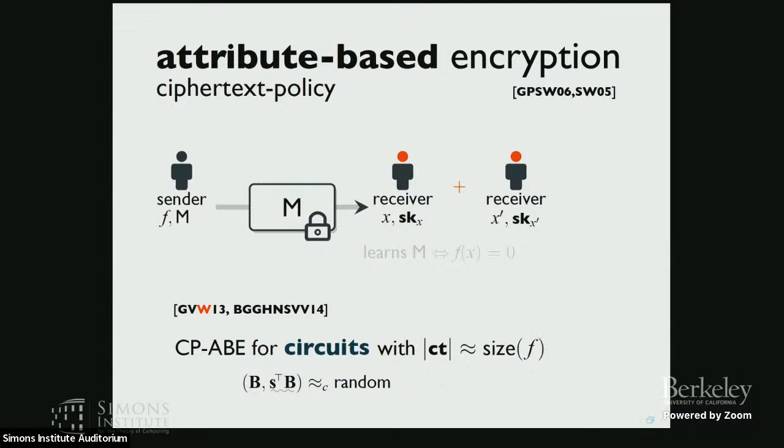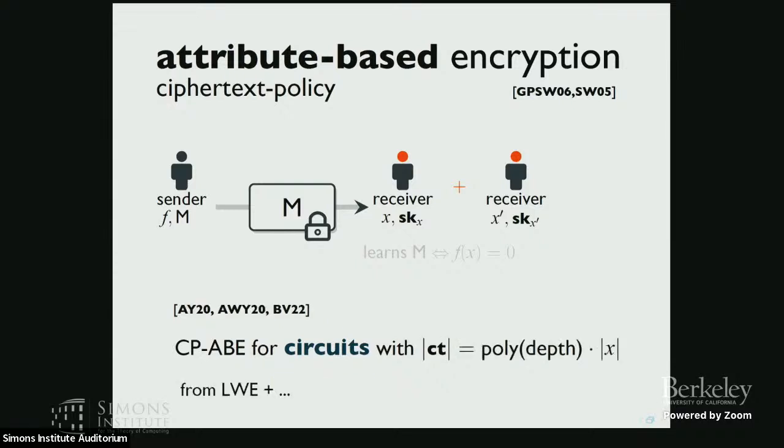Recently, there's been a flurry of works trying to address this limitation and trying to get CP-ABE with small ciphertext. In particular, they get ciphertext that's polynomial in the depth of the circuit times the length of the input x. Think of the depth of the circuit as roughly logarithmic in circuit size. So this is really polylogarithmic in circuit size, or more generally sublinear in circuit size. Now these constructions don't quite get LWE anymore. They get LWE plus a little bit more.